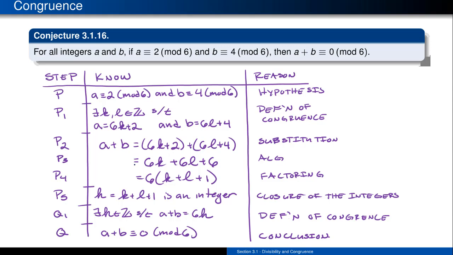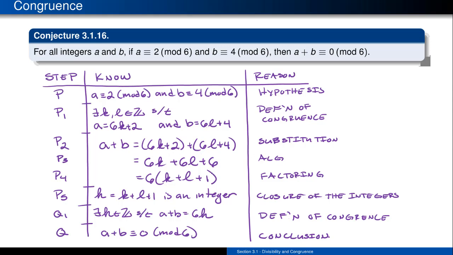So this is going to be one of these classic no-show tables that really just formalizes what I just got done showing on that last slide. The idea is that if you start with this notion of being congruent to 2 or congruent to 4 modulo 6, there's going to exist some integers k and l such that a is going to have this representation and b will have this other representation.